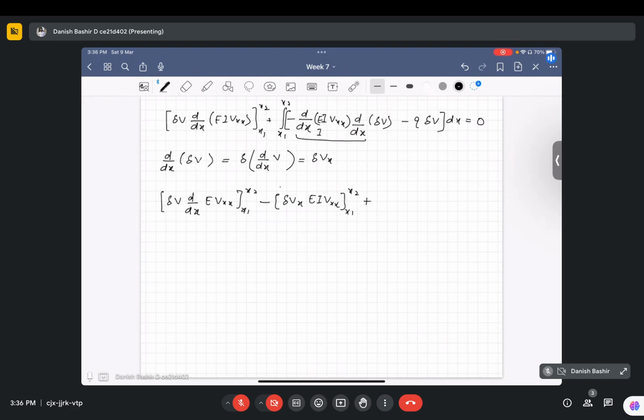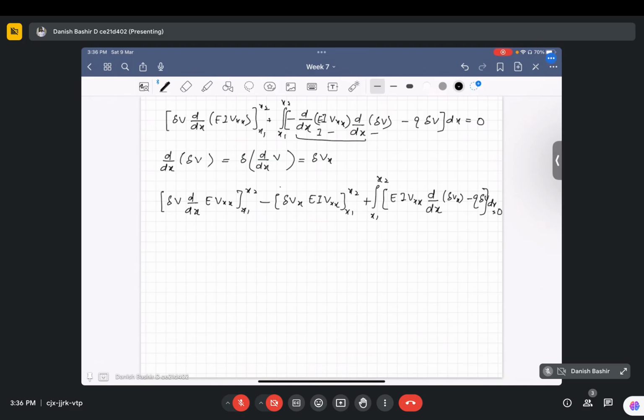Then there will be one more part of this integral, that is minus minus, which will be plus, from x1 to x2 of EI vxx, and then we again have d by dx of del vx. We have to differentiate this term and integrate this one. So here we integrated and this was kept as it was. And combining this with the integral of q variation of v dx equal to 0.